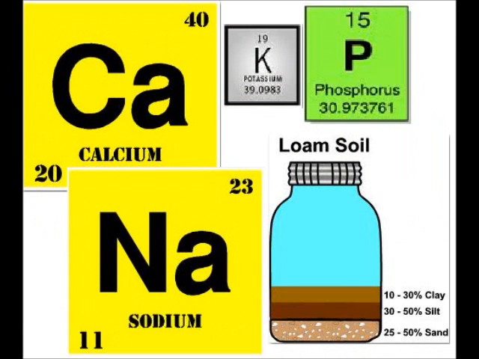Many nutrients are needed to grow soybeans, but some that are necessary in large quantities are sodium, phosphorus, potassium, and calcium. A loamy soil with adequate humus and soil life is best. Soybeans grow well in slightly acidic soil but can tolerate a wide range of pH levels.